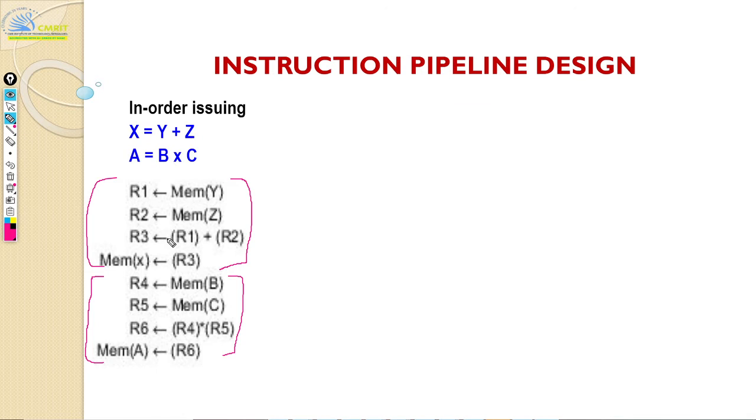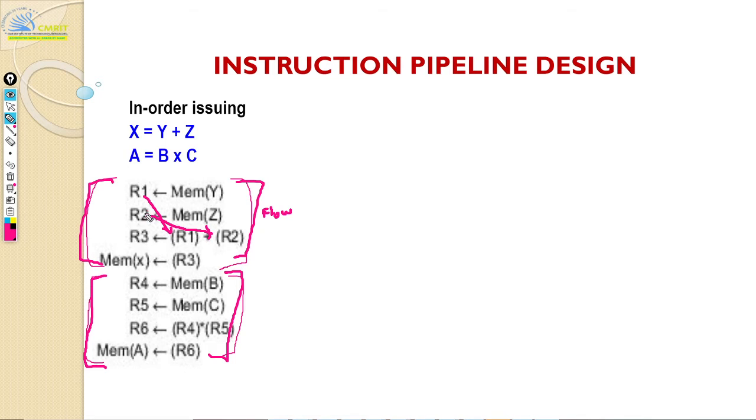So what Srikanta has pointed out is that these two chunks are independent. This block and this block are independent. However, within this block, you have a dependency here. This R1 should be read only after it has been written. Similarly, this R2 should be read only after it is written. So basically these two are your flow dependencies.